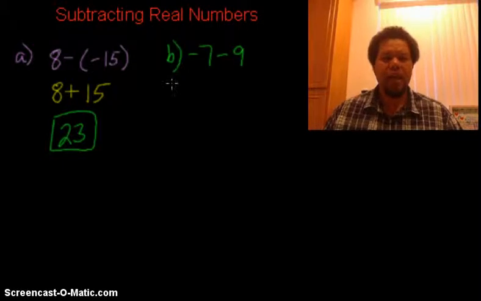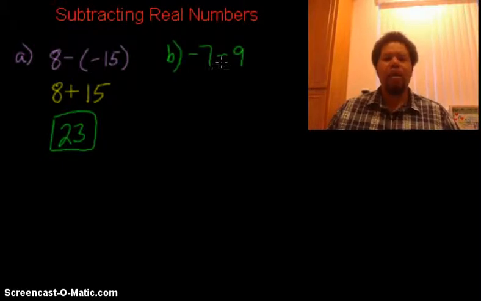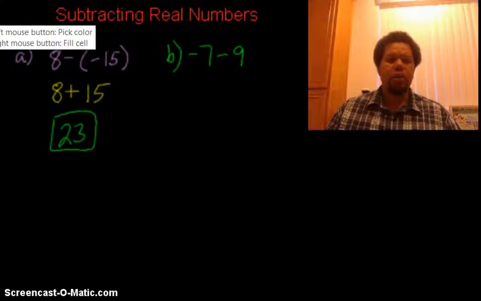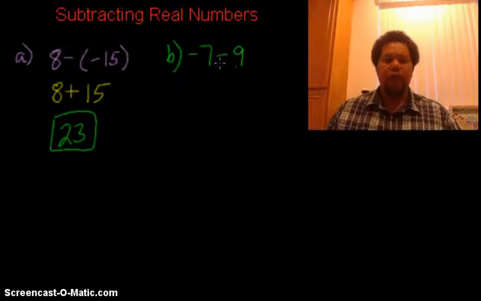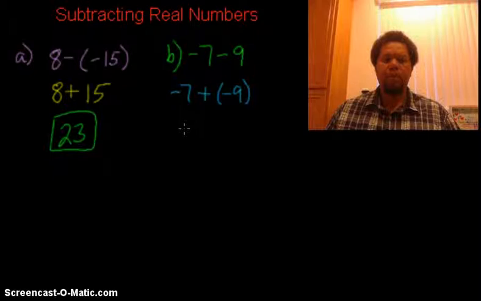Okay, so in this second example, we have a negative 7 minus a 9. So again, by the definition of subtraction, we add the opposite. So that means negative 7 plus the opposite of 9, which is negative 9. So here we have two negative numbers being added together, so it's going to end up being a negative 16.